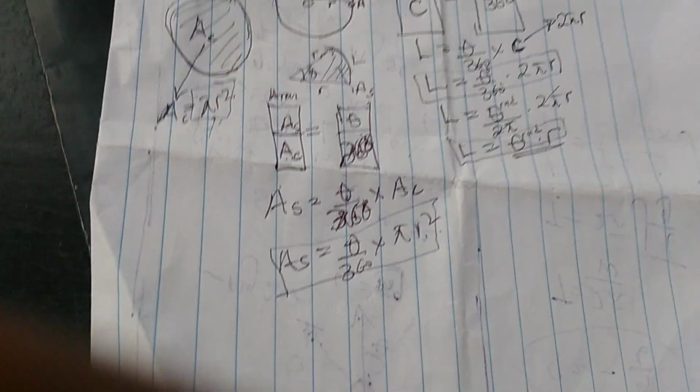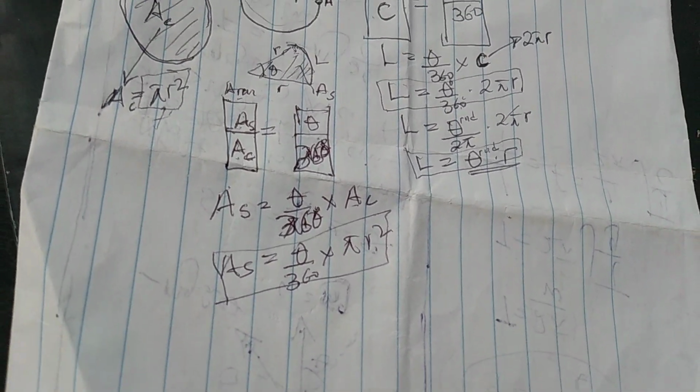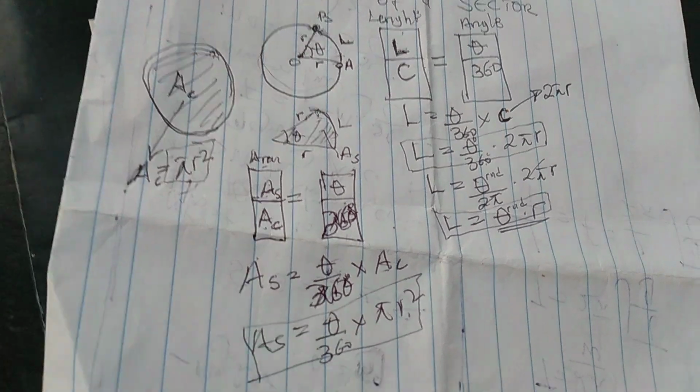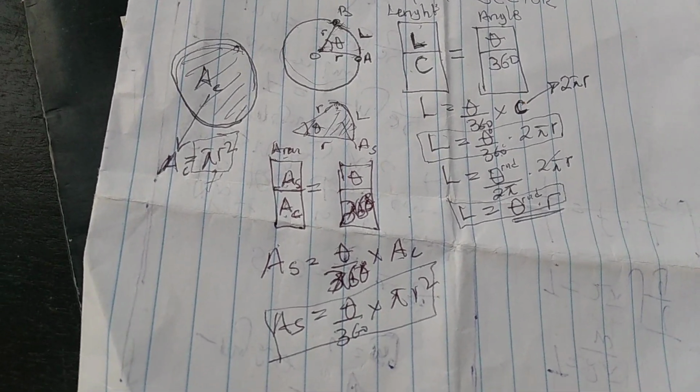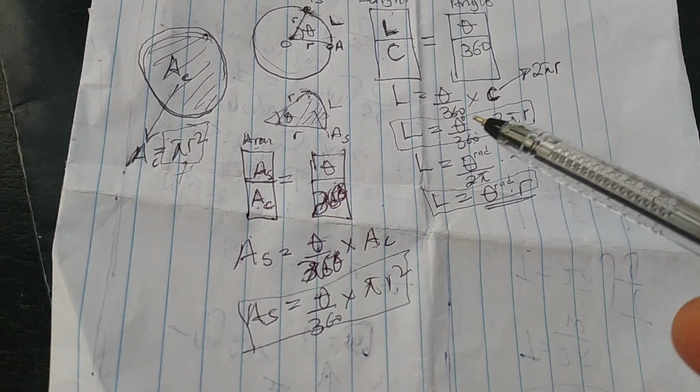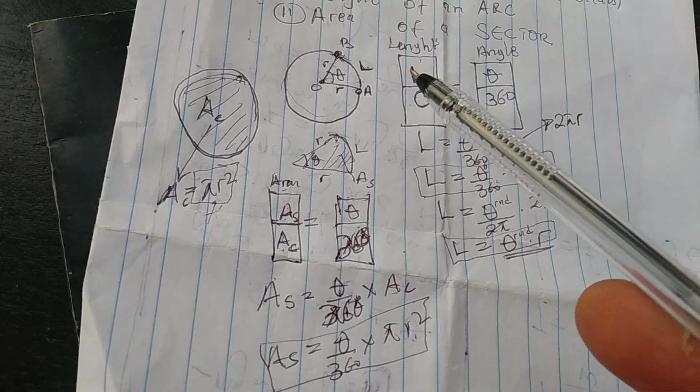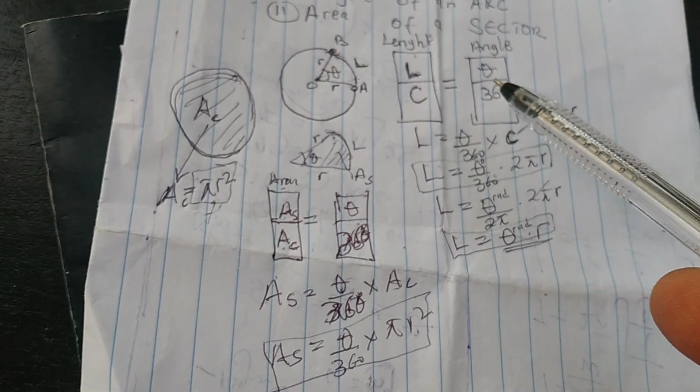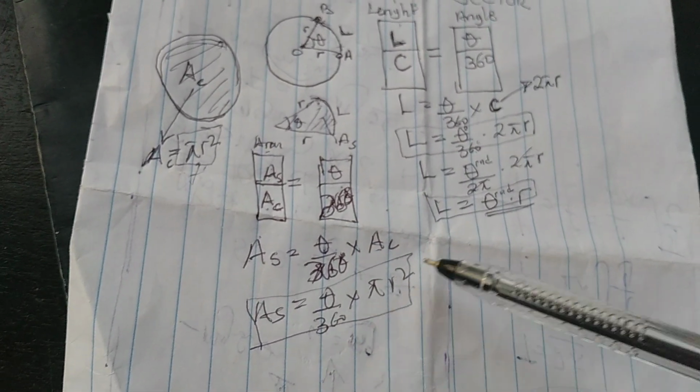So don't forget, like I said, we equate two boxes. One box is for the area, the other box is for the angle when we are deriving the area of a sector. For the length of an arc, one box is for the length, the second box is for the angle. We just do the normal cross multiplication.